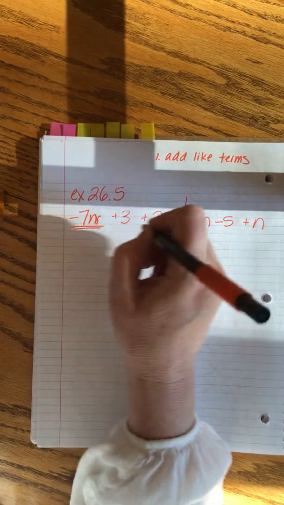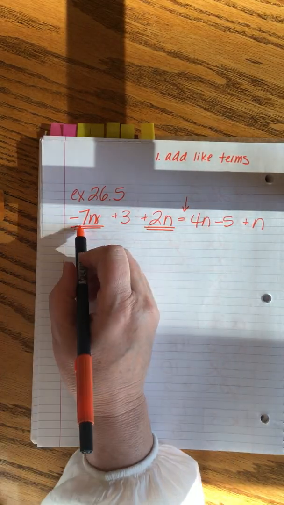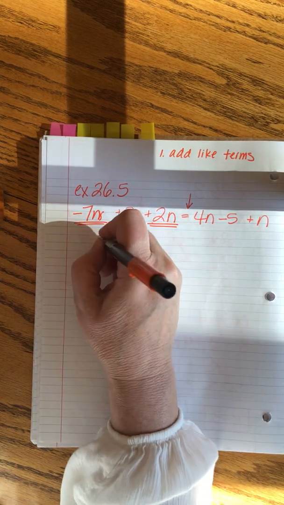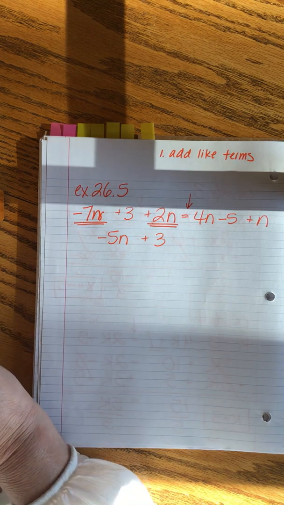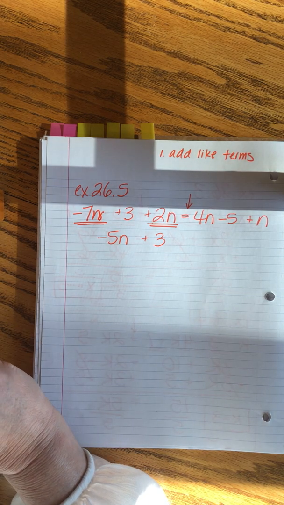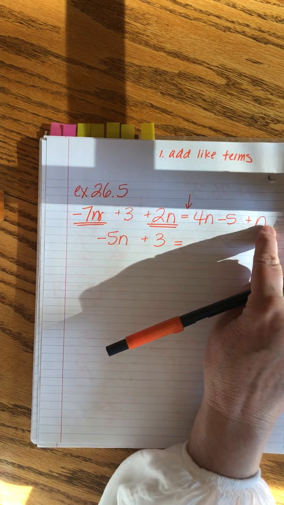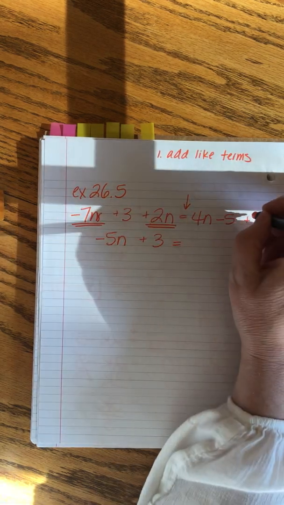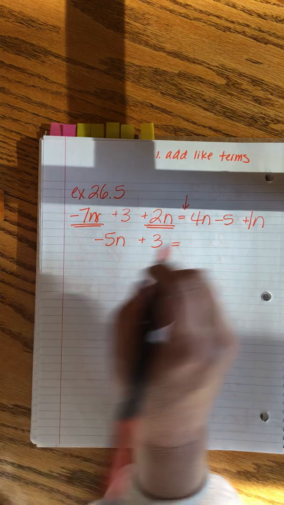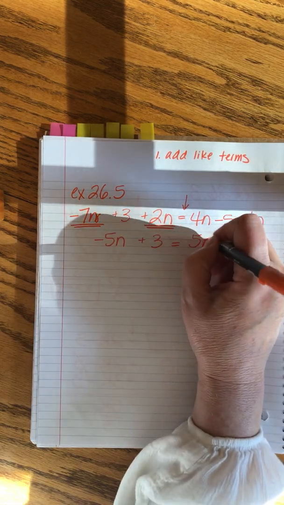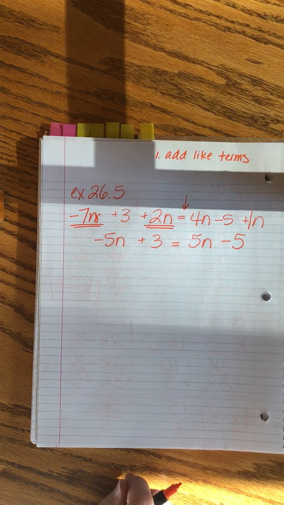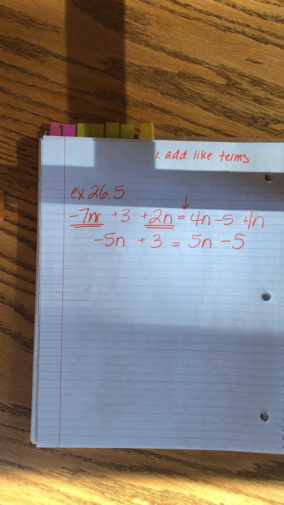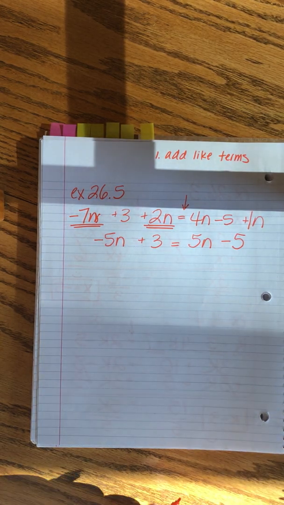Heck yes. That's an N and that's an N. Minus 7 plus 2 is minus 5n, and then the 3 is not going to get changed. All right, now we're ready to look on this side. 4n plus n. Remember, if you want, you can put a 1 there if that helps you. 4 plus 1 is 5n minus 5. So far, so good, right?